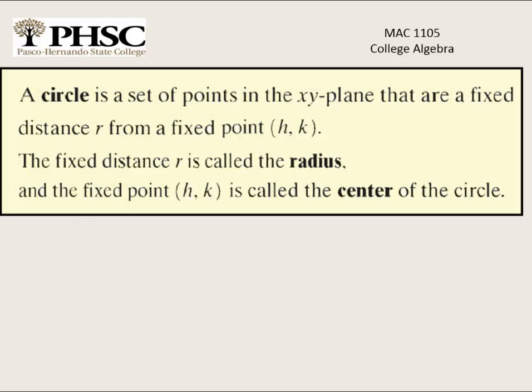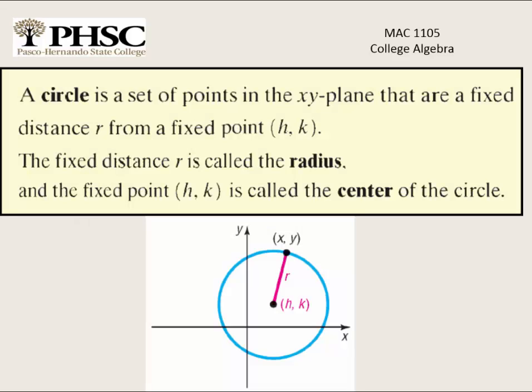So what is a circle? Well, a circle is a set of points in the xy plane that have fixed distance r from the fixed point hk. So r is the radius, and hk is the center of the circle. In this visual representation, we can see that hk is the center of the circle. r is the distance from this point to any other point that's on the circle.